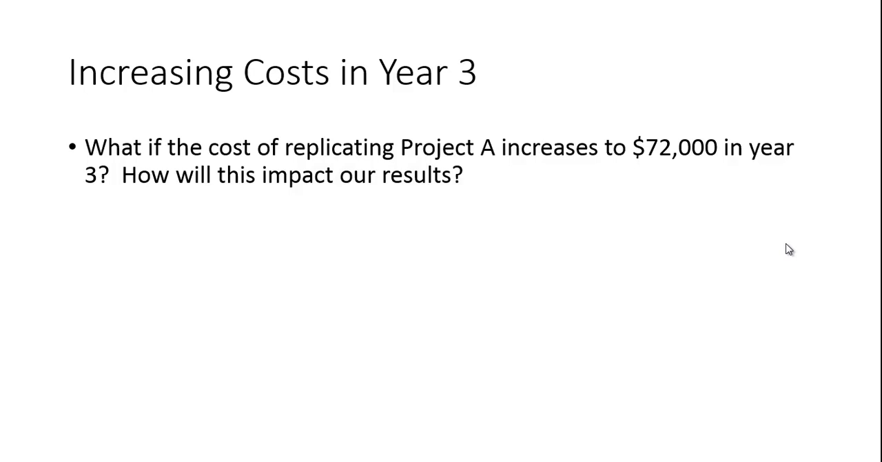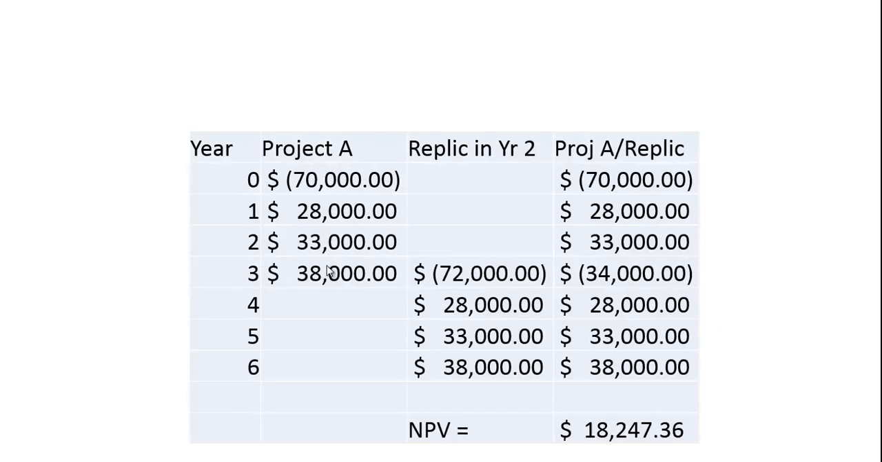Now, when we're doing this, we don't necessarily have to have the cost structure and the cash flows exactly the same. We might assume, for example, that the costs increase in year 3, that no longer does it cost $70,000, perhaps it costs $72,000. And we can again see how this impacts our results. In this case, I'm going to assume the cash flows are the same, but the cost is more. And when I increase the cost to $72,000, my NPV falls to $18,247, and if you recall, Project B had an NPV over $19,000, so now B would be the better project.